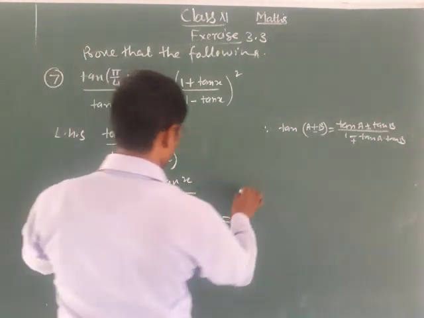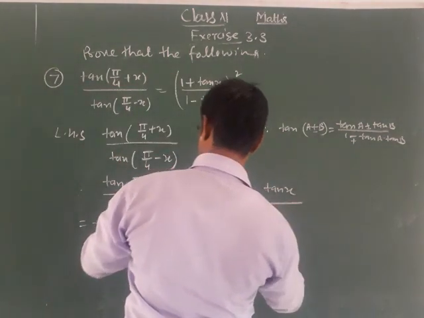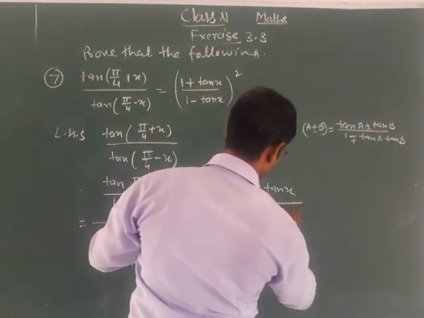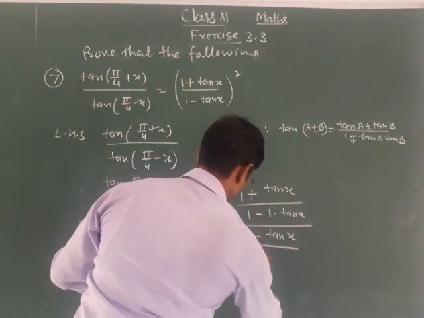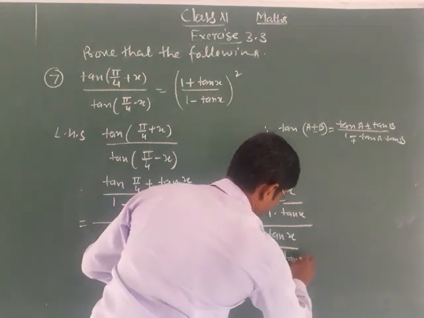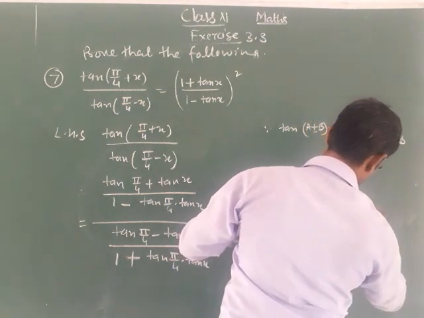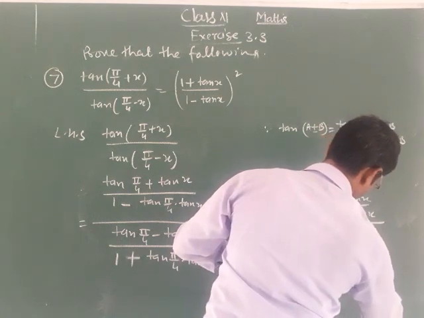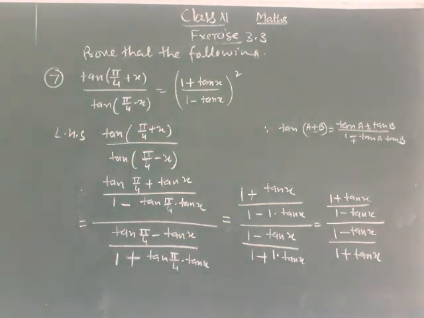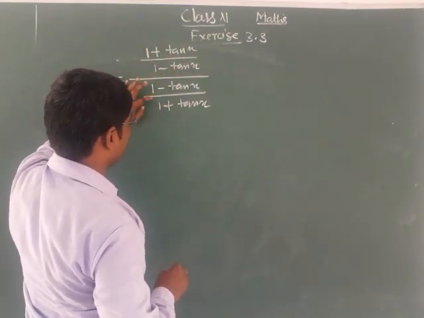Also, tan π/4 means tan 45, which is 1. So (1 + tan x) upon (1 − 1 × tan x), and also (1 − tan x) upon (1 + 1 × tan x). So we can write (1 + tan x)/(1 − tan x) upon (1 − tan x)/(1 + tan x).